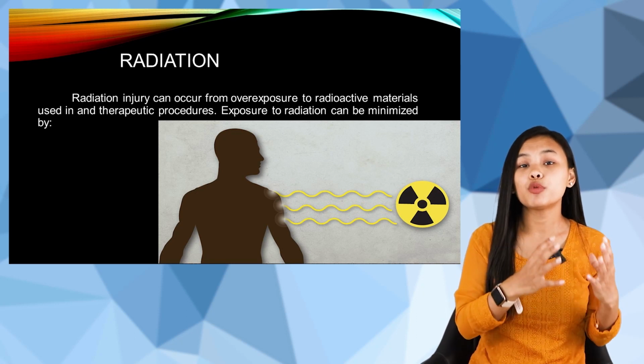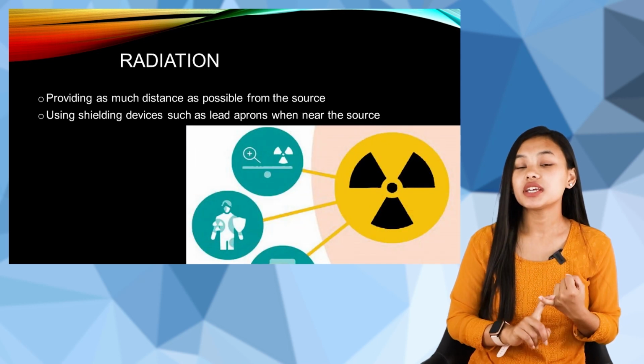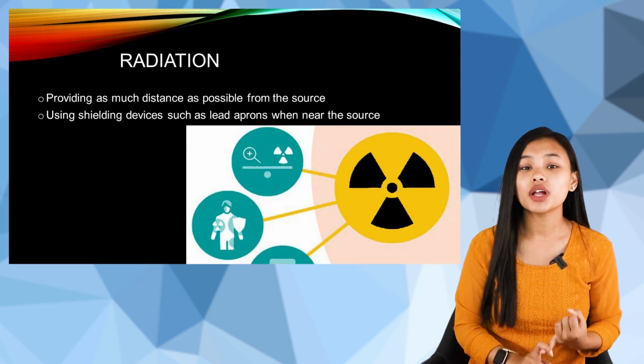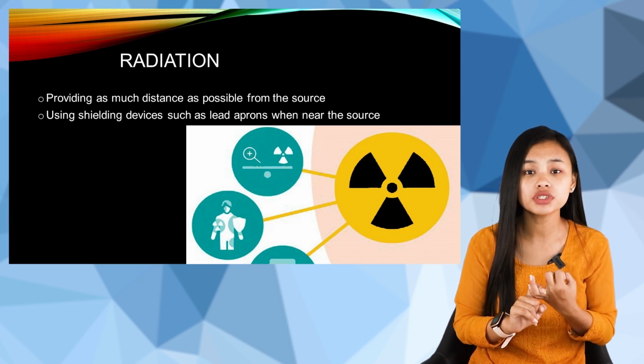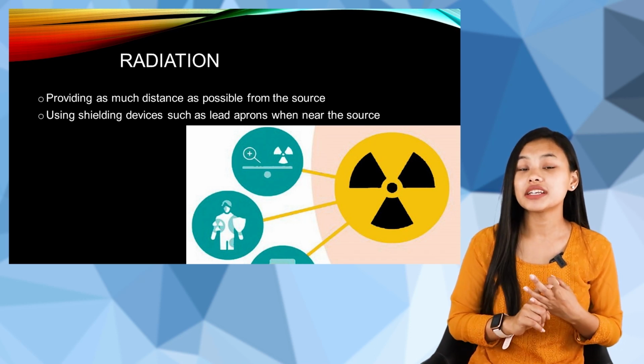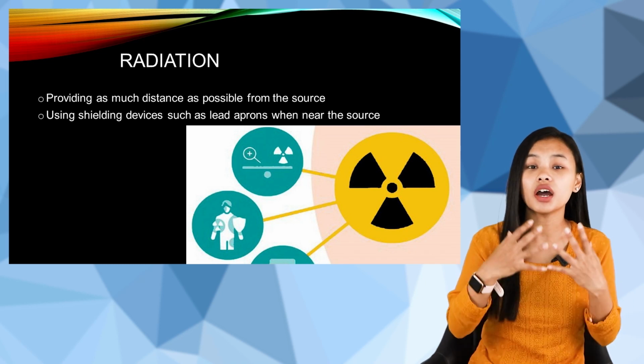So this exposure to the radiation can be minimized by limiting the time from the source as well as providing as much distance as we can from the source and using shielding devices such as lead aprons whenever we are near that source. So this is what we can do in order to prevent overexposure to these radioactive materials.